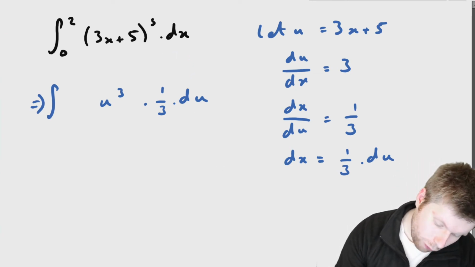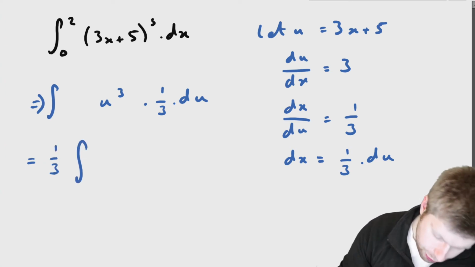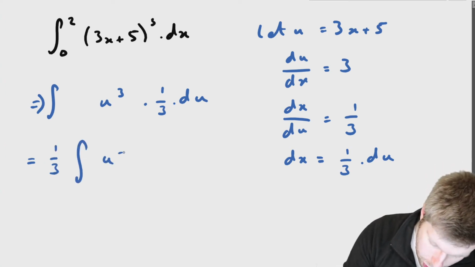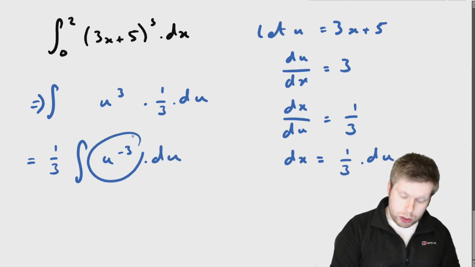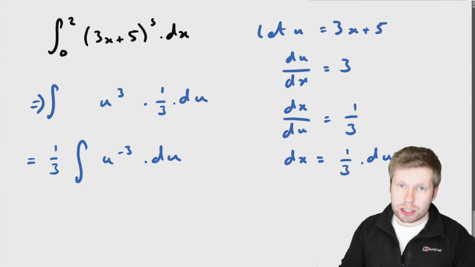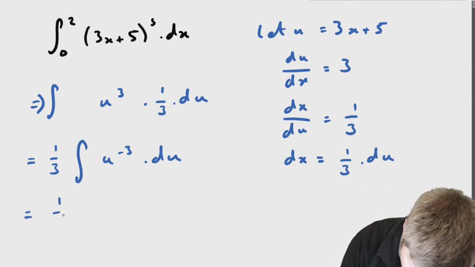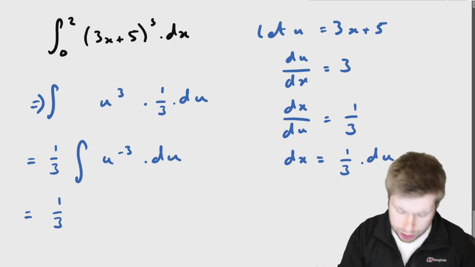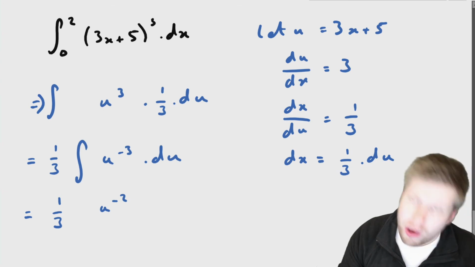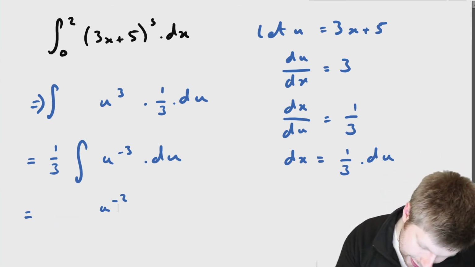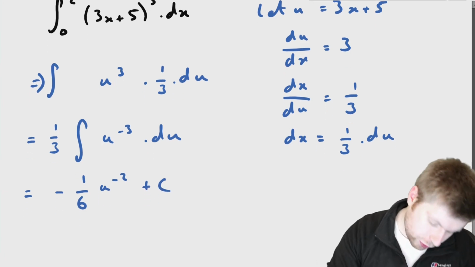Okay, so therefore now if I pull out my third out the front, I can write this as a third times the integral of u to the negative 3 with respect to u. So again, I'm just writing it in the form u to some power. If I integrate it, I add 1 to the power, then I divide by that new power. So in this case, I get a third. If I add 1 to the power, I get negative 2, and I need to divide by that power. So if I divide a third by negative 2, I get negative 1/6. I'm just going to write that as negative 1/6 plus my constant of integration.